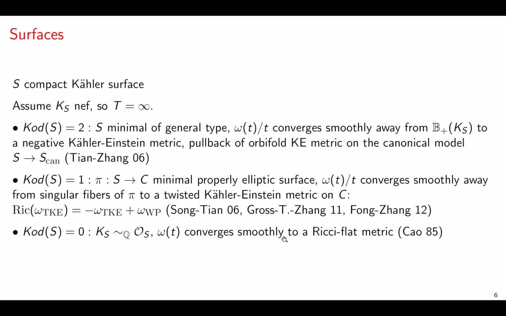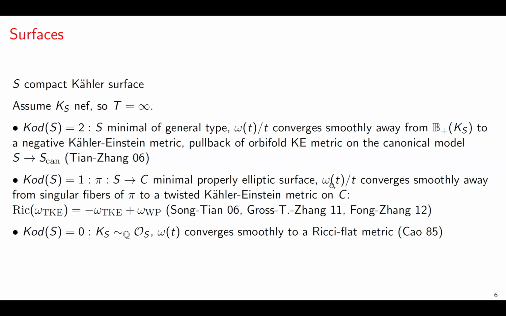This is what I would call the Calabi-Yau case, or Calabi-Yau in the loose sense. And this was proved by Cao in the 80s. And finally, the hardest case is the case of intermediate Kodaira dimension 1. So the surface is known to have a structure of an elliptic fibration. So it's a minimal properly elliptic surface.